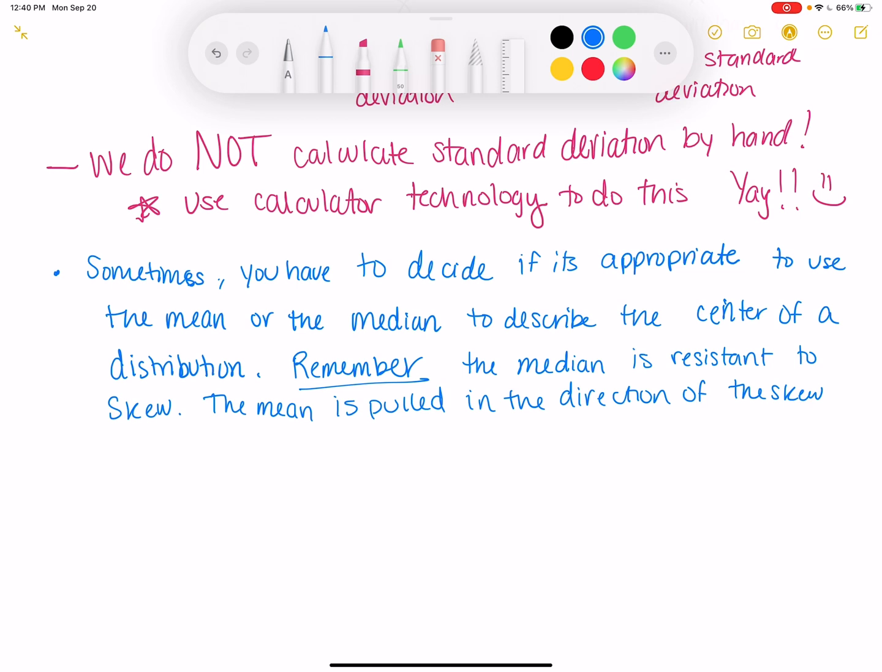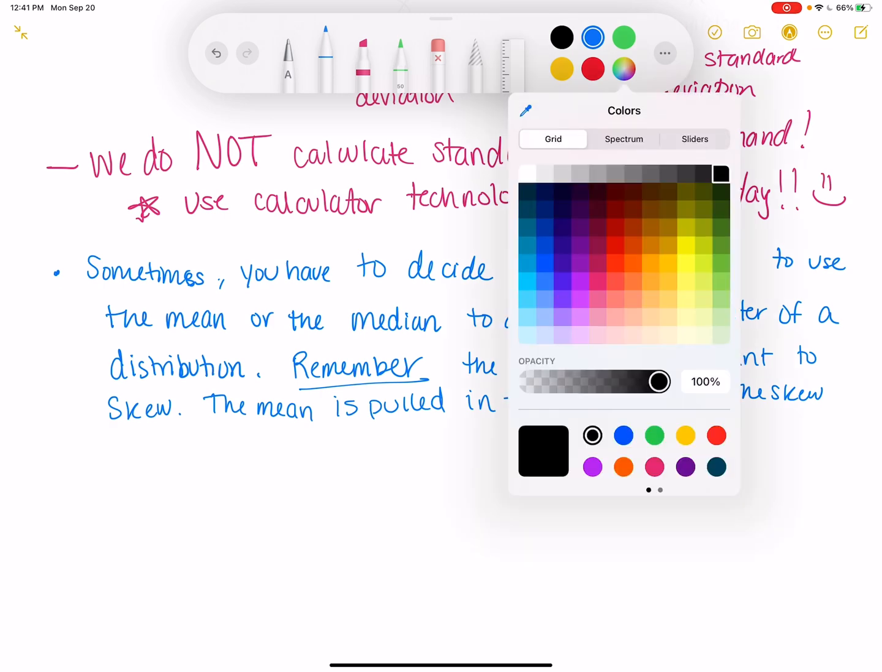And so we have to decide first if we're using mean or median, and then from there it determines if we're going to use standard deviation or that IQR, the interquartile range that we saw the other day. So I'm sure you would love to know how to tell which one you're supposed to do.